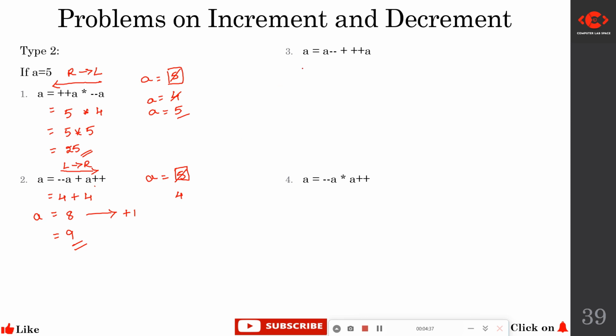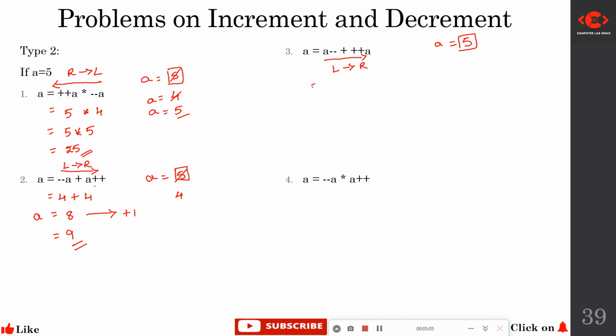I hope it's clear. Now A is equal to A minus minus plus plus plus A. By this time you will get to know what associativity and what precedence we need to take. It is post decrement and pre-increment. So post decrement we are going to solve from left to right, because the highest priority is given to postfix. A is equal to 5.